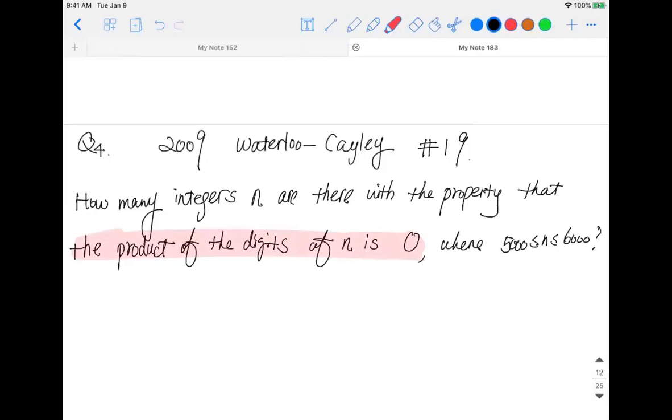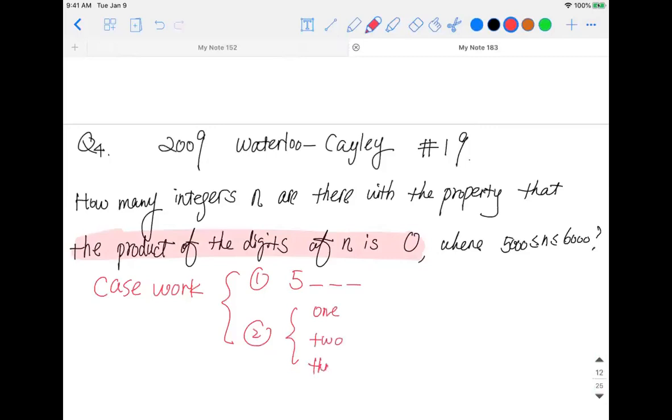There must be some zeros in the digits. There might be 1, might be 2, might be 3. So intuitively, your casework must follow how many zeros, right? I think this is very understandable. The casework will do 2 things. First, I need to do the first digit is 5, and I'll do the remaining digits. Second is I want to make sure that I want to have 1 zero, 2 zeros, and 3 zeros. Let's check it out. How are we going to do?